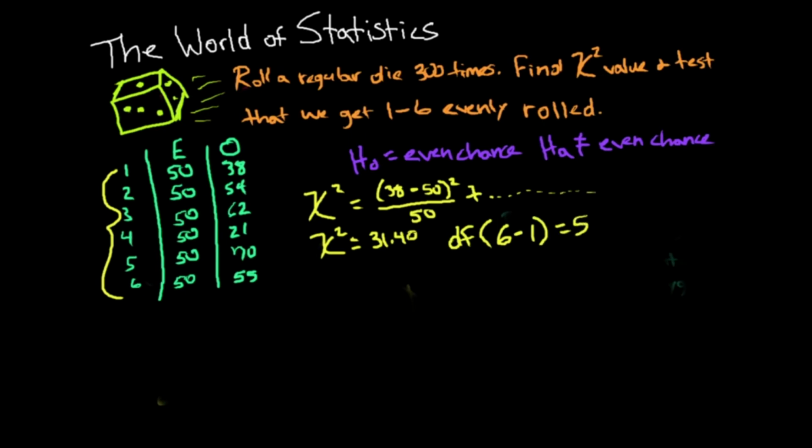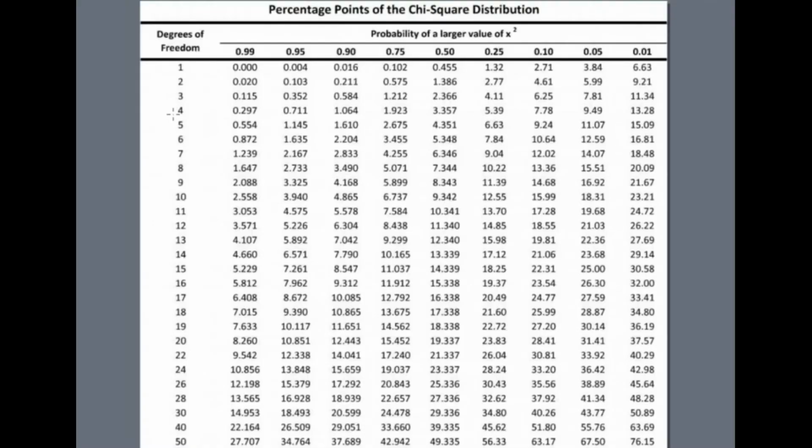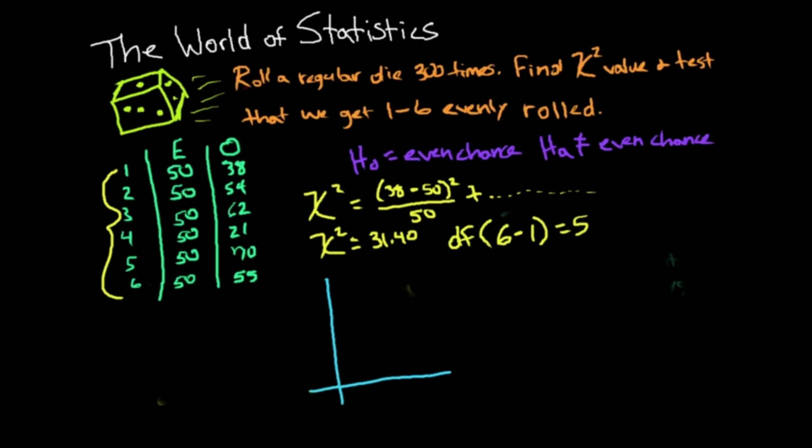So let's jump over to the chi-squared table and find our critical value. So we have 5 degrees of freedom, and we know that we are at a 0.05 alpha level, which tells us our critical value is 11.07. So if we draw our chi-squared curve, the critical value was 11.07, which means anything beyond that is the rejection region.